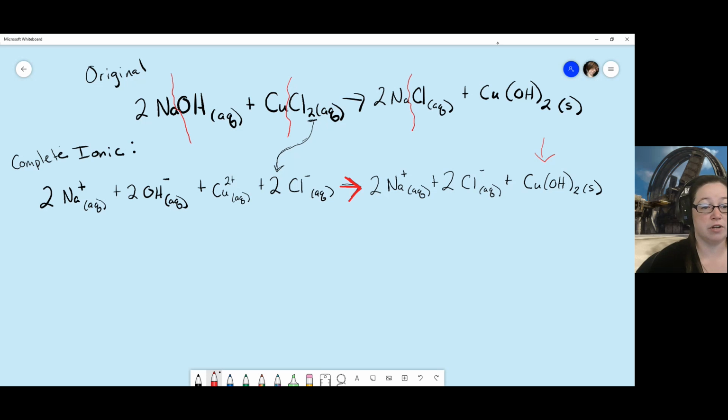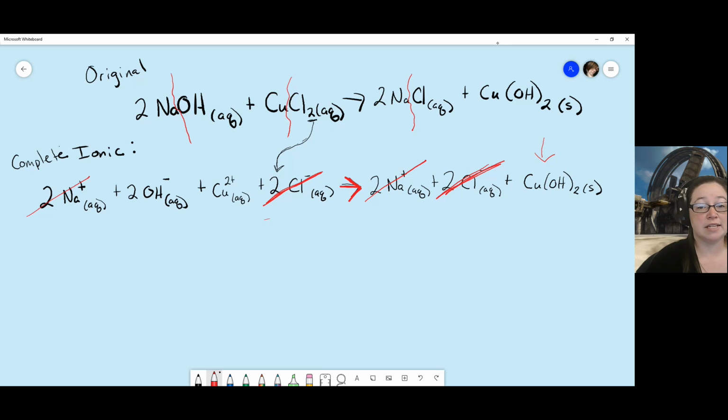So we're going to check. Sodium is on the left as an ion and on the right, and there's 2 on both sides, so I can cross the whole thing out. Hydroxide's an ion on the left, but it's in a solid compound on the right, so I'm going to leave that one alone. Copper is the same way. Copper is over here as an ion, but on the right-hand side, it is a cation in a compound, and it is solid. It's not dissolved, so I'm going to leave that alone. And then the next one I'm going to cross out is this 2Cl because it's on both sides.